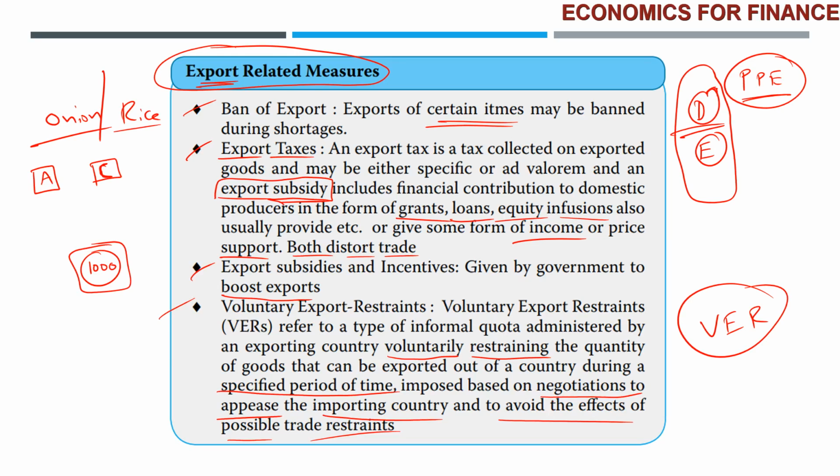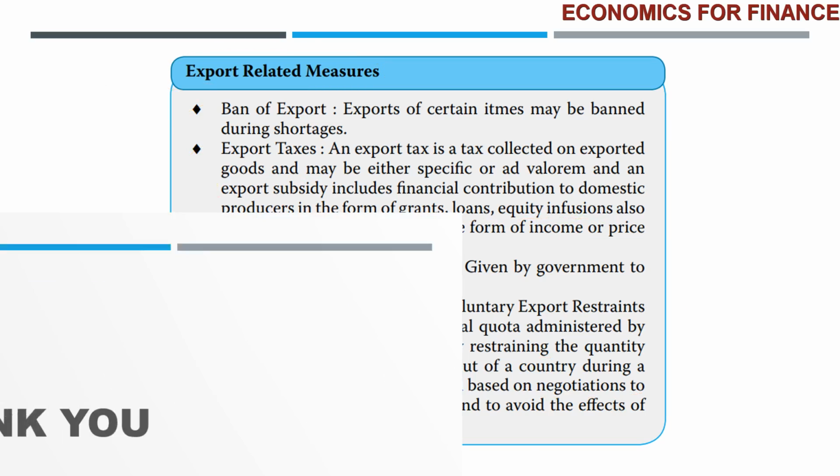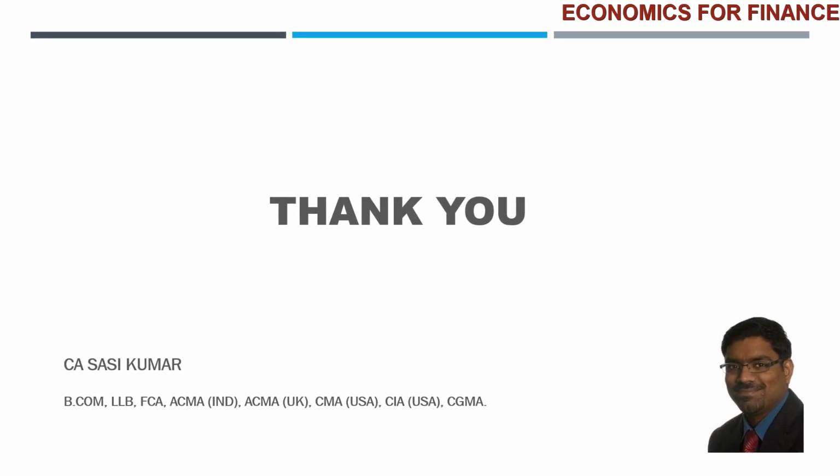These are various aspects related to the instruments of trade policy, we can say. As we have observed, we have looked at tariff measures, non-tariff measures, export related measures. These are the three different areas of instruments of trade policy. With that we can conclude unit 2 of chapter 4, and in the next session we'll continue with unit 3 of chapter 4.